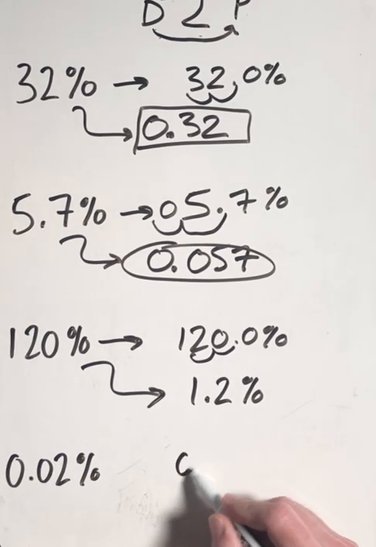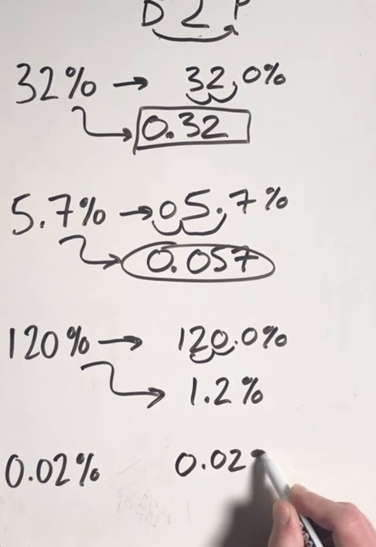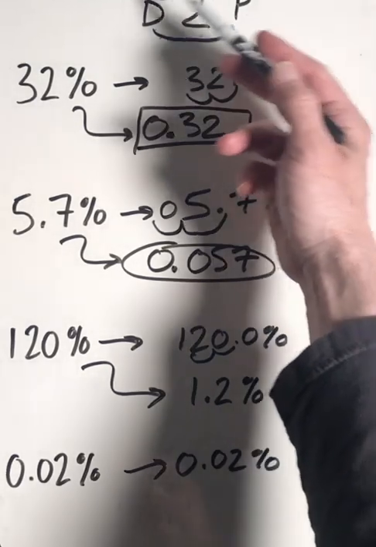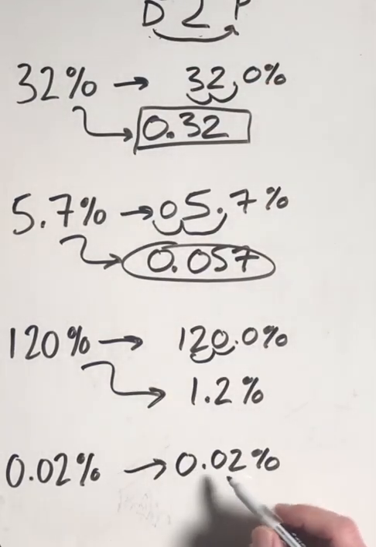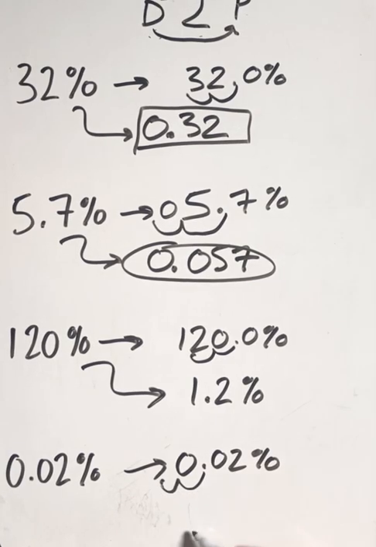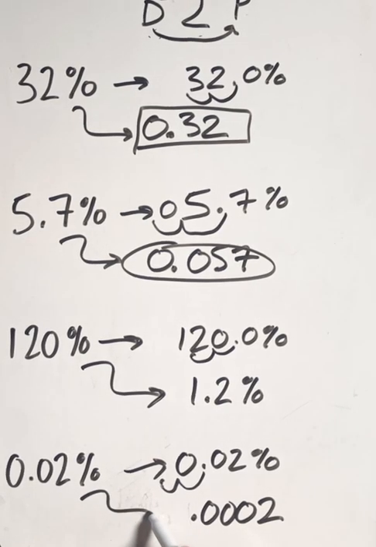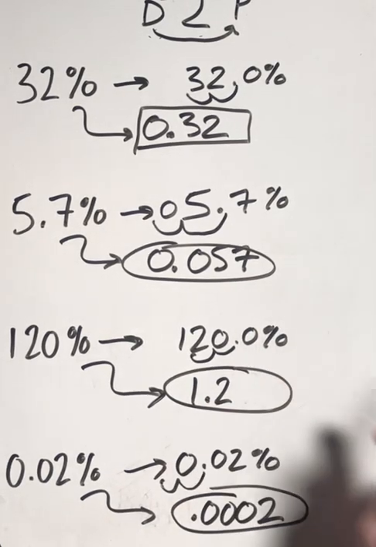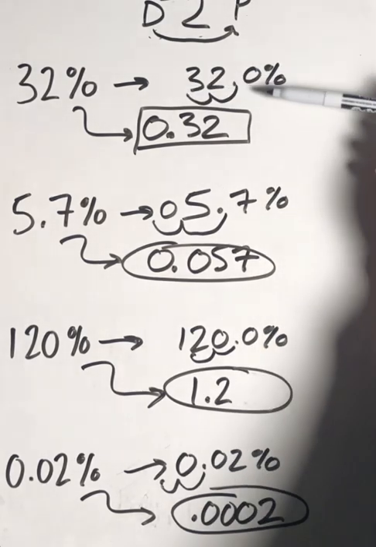It also is the same case for percents that are less than 1. If we have 0.02%, we want to turn this percent to a decimal, we have to move 2 decimal places to the left, so 1 and then the second one, so we would have 0.0002 as the decimal for 0.02%.